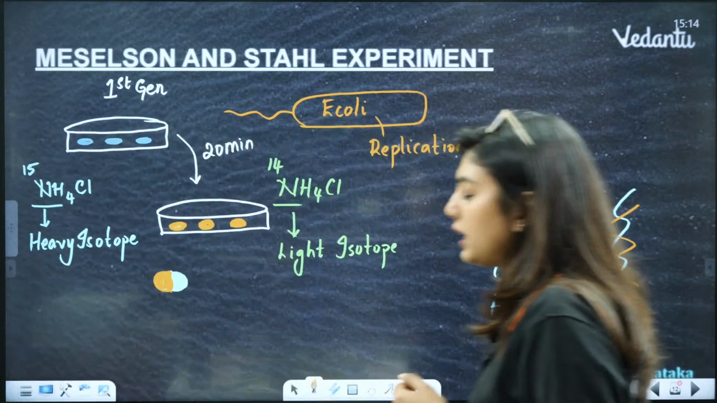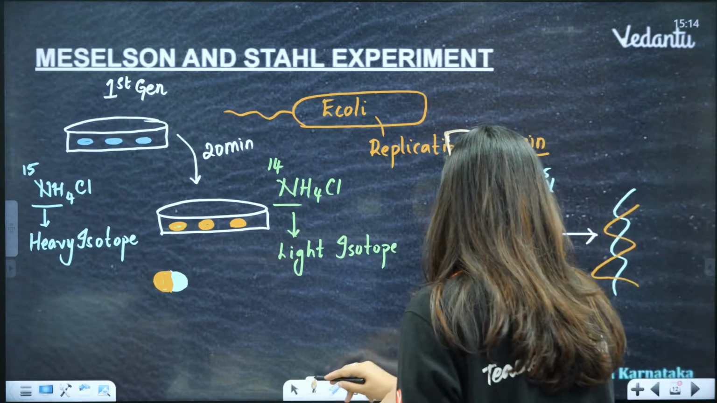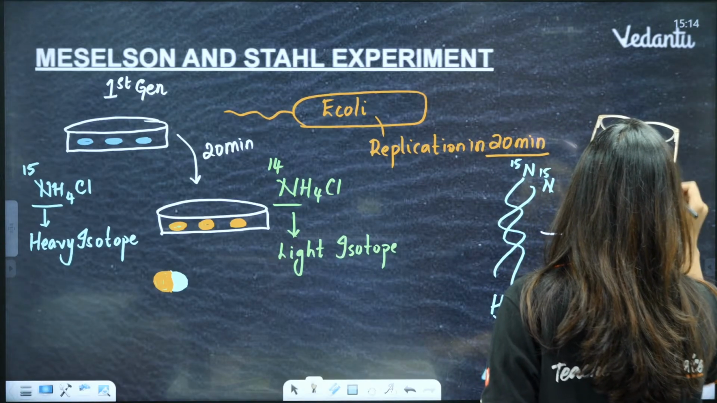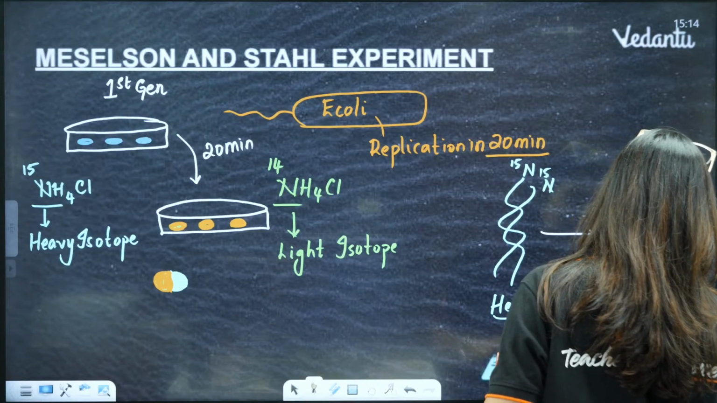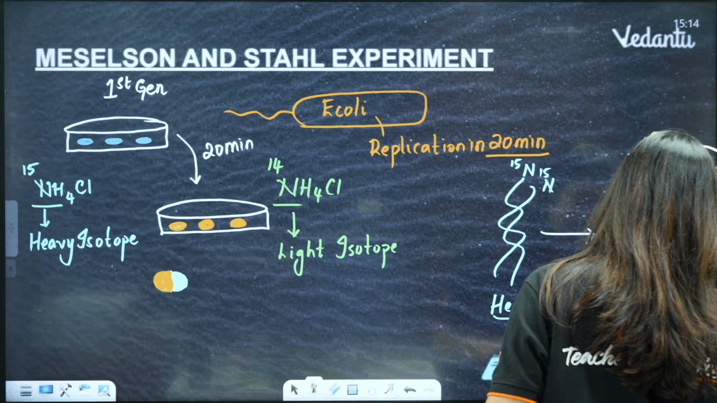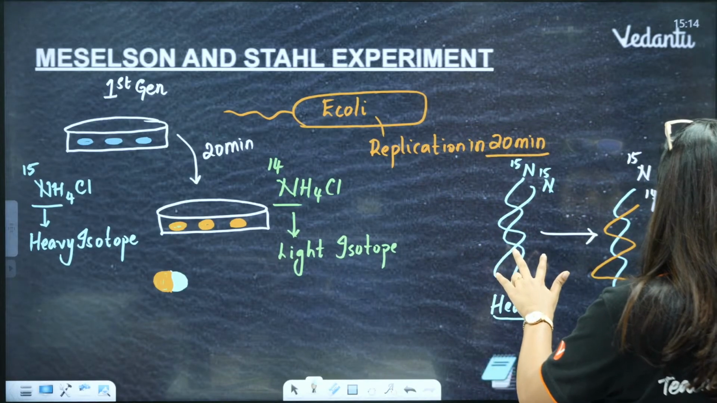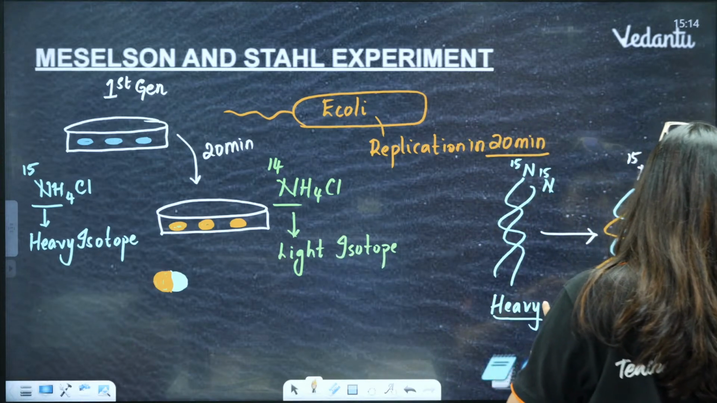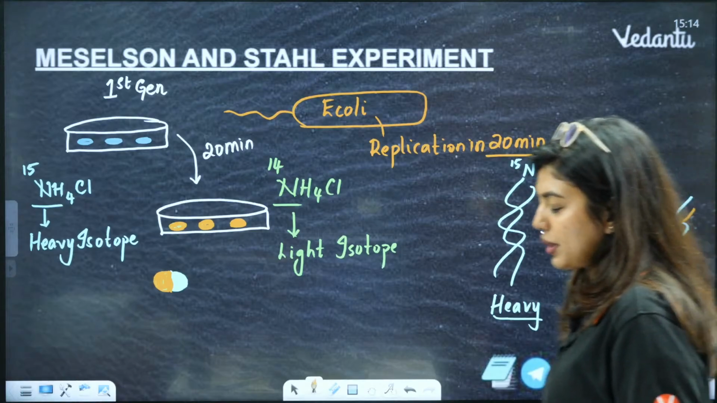This is what I am getting after the second generation. I am going to get half light, half heavy. So here, what am I going to get? I am going to get N15 and N14. That means I got a hybrid. How many strands will I get? 2 strands I will get, because these both are going to act as a template. So I am obviously going to get 2 strands like this. So I am going to get 50% hybrid, correct. So this is what is happening.